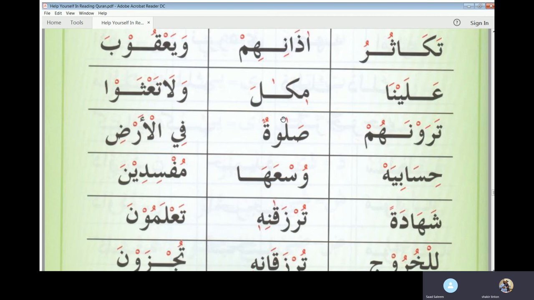Salawtun. Salatun. The wa is ignored. It does not have any vowel. Okay. Fil arudi. Now, can you also just say fil ard? Yes, fil ard is also correct, but it is better to say fil ardi. Yeah, I remember that from when I was memorizing Surah Al-Baqarah. Yes, in sentences and in the Holy Quran, we don't read the last vowel of the ayat. We don't read the last vowel of words. But here we have only words, so we will read them completely. Okay. Fil ardi.